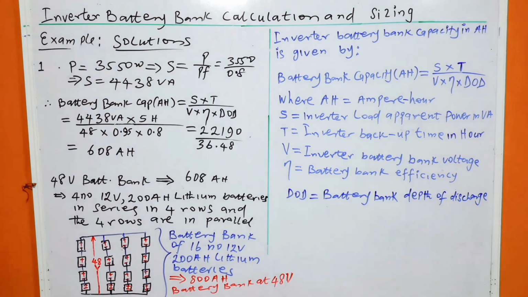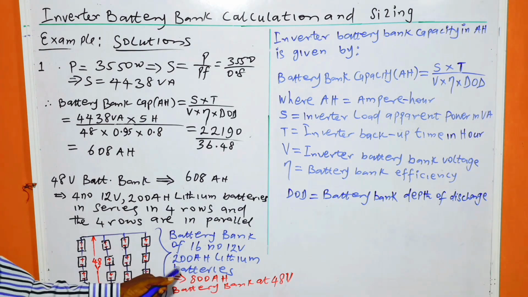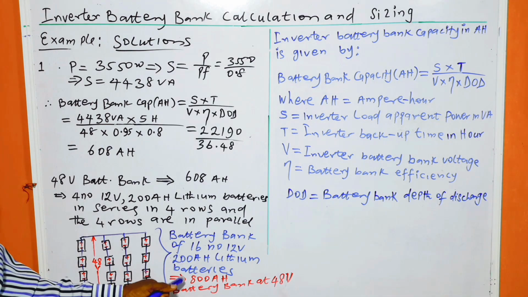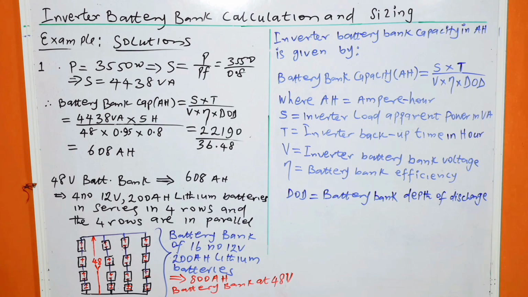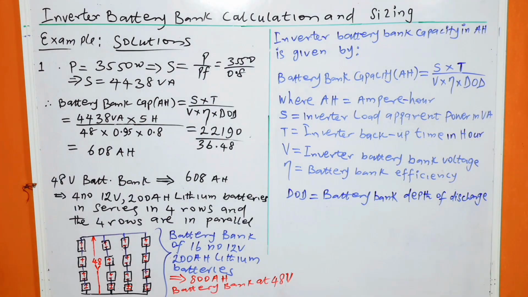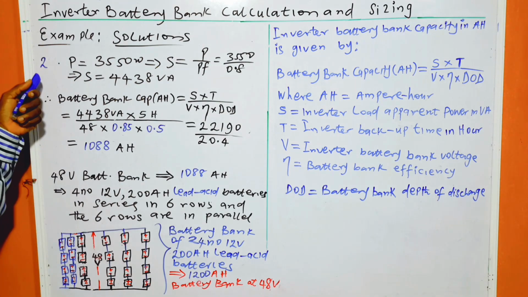But in this case, I'm rounding up by having another row, which gives us 16 number 12 volt 200 ampere hour lithium batteries. Then with 200 in parallel, the total capacity is 800, 200 times 4. So by having 800 instead of 602, the backup time will only increase, which is beneficial to the user.